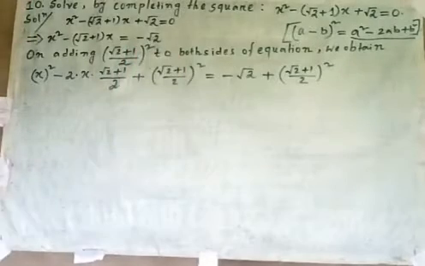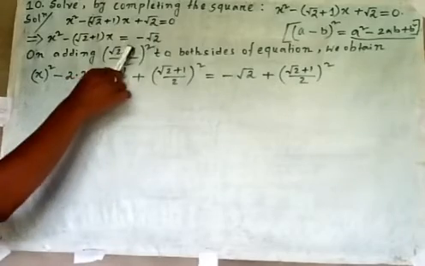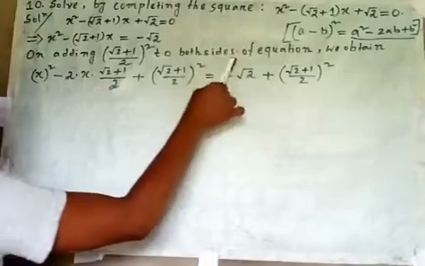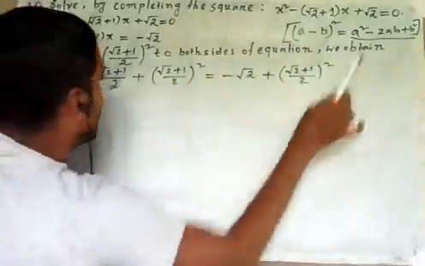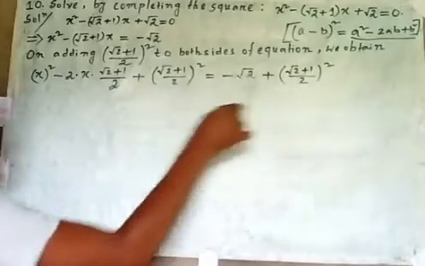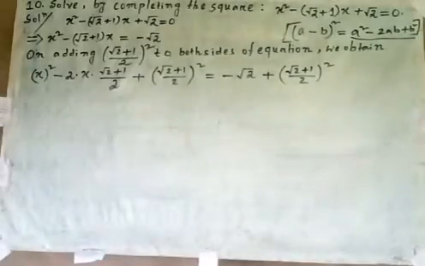Whole square. Now look, on adding (√2 + 1)/2 whole square to both sides of the equation we obtain... So (√2 + 1)/2 whole square we have added on both sides.